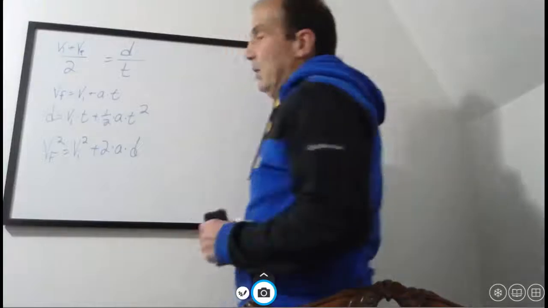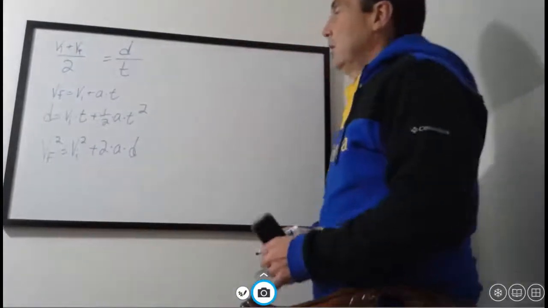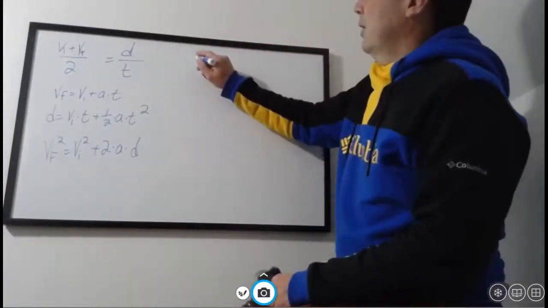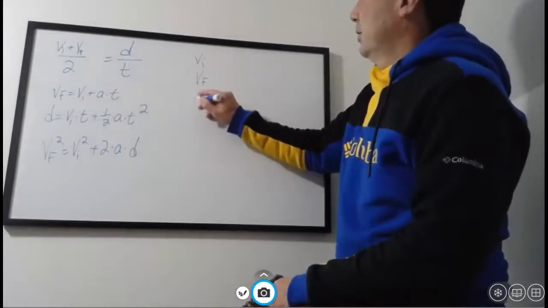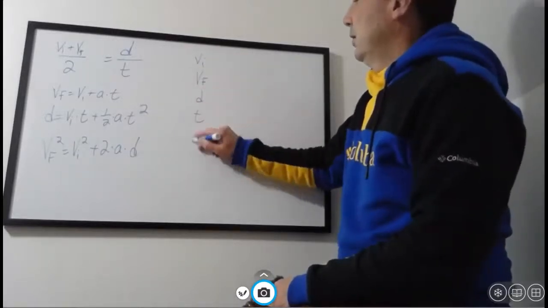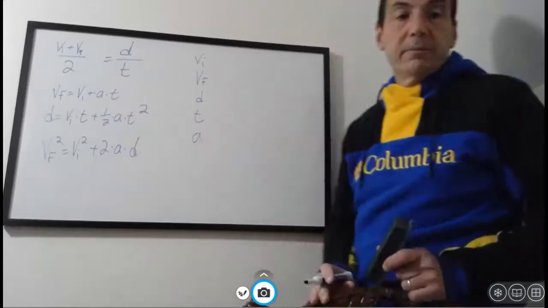vf equals vi plus at. d equals vi times t plus 1/2 times a times t squared. Vf squared equals vi squared plus 2 times a times d. Okay. So in total, we see that there are 5 variables. So we have vi, vf, d, t, and a. The order, of course, does not matter.